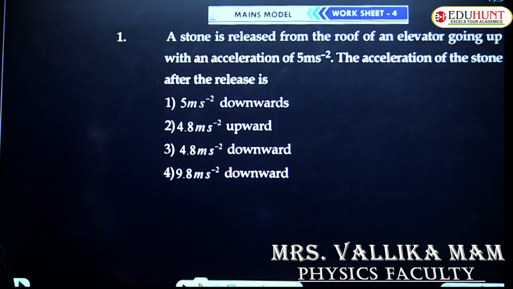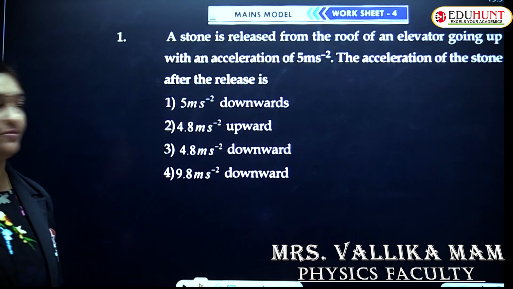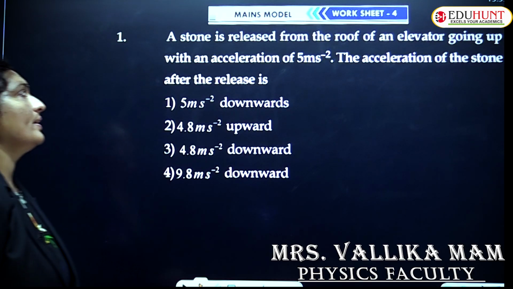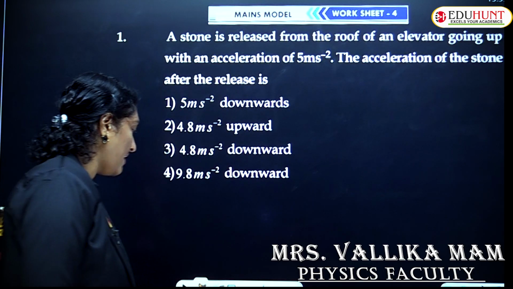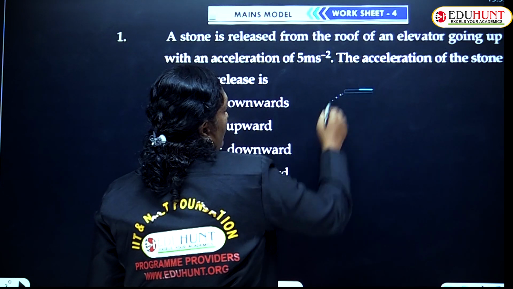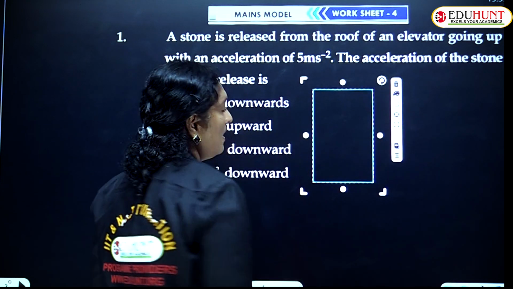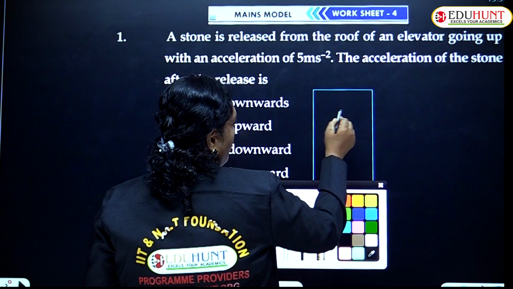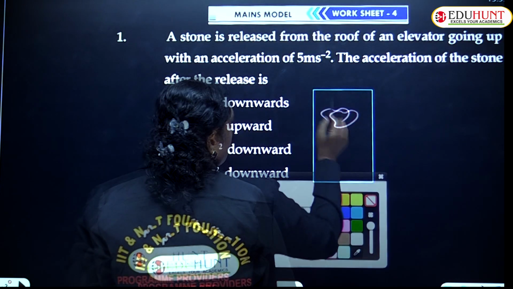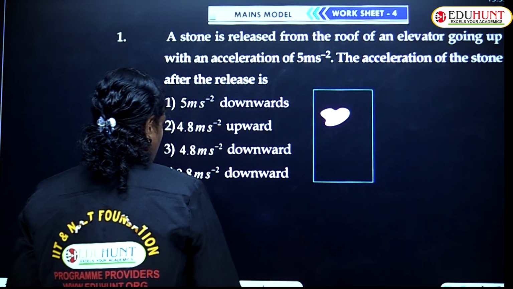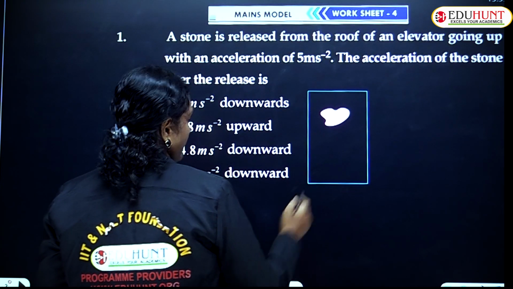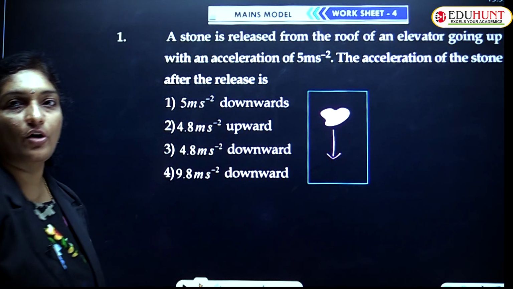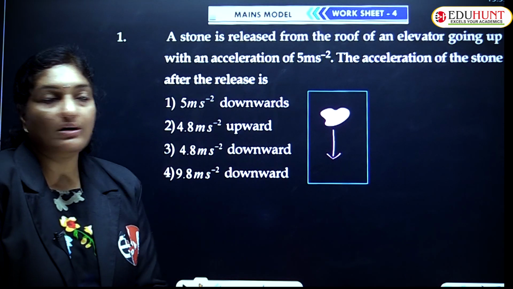So here we go with the first numerical of worksheet 4. A stone is released from the roof of an elevator going up with an acceleration of 5 meters per second square. So for this, let us assume a lift in which a stone is being released. Inside a lift, a stone is simply released. So definitely the stone will fall down. When the stone is released, the stone will fall down.